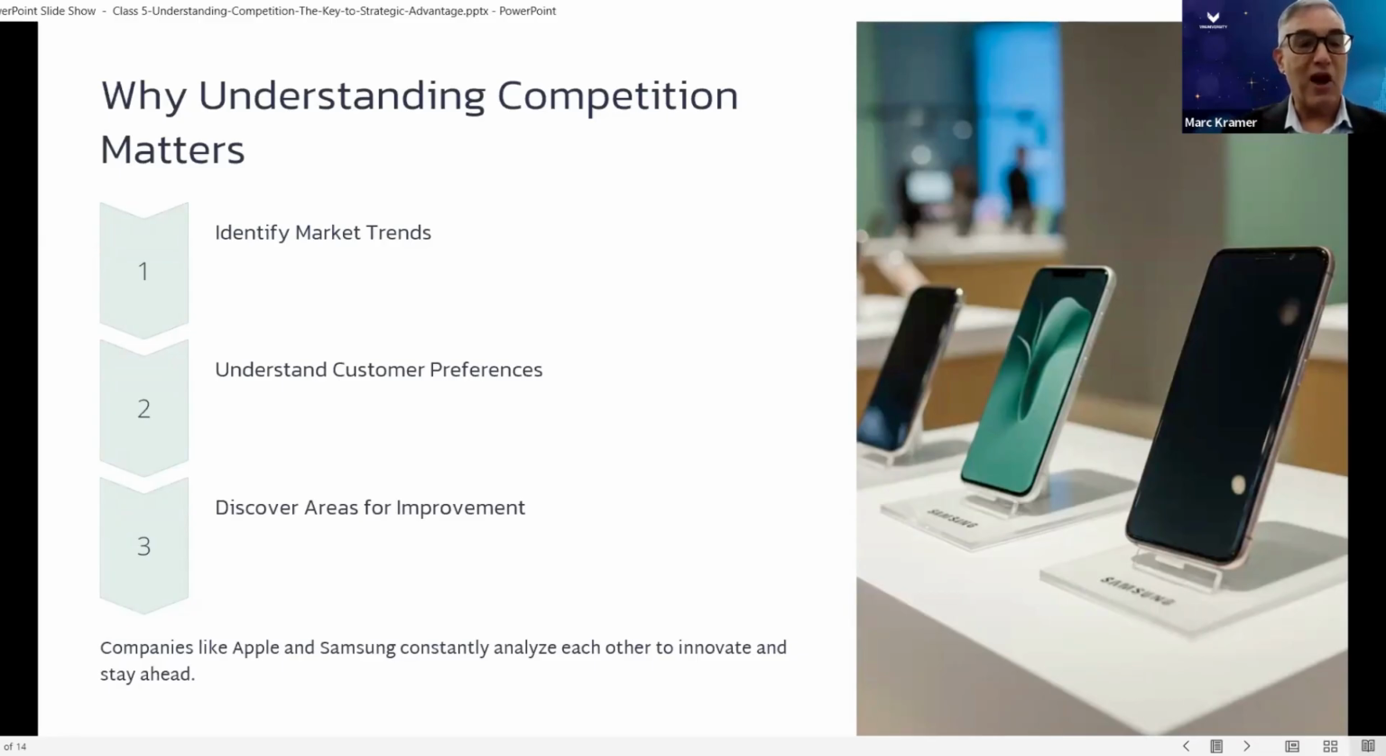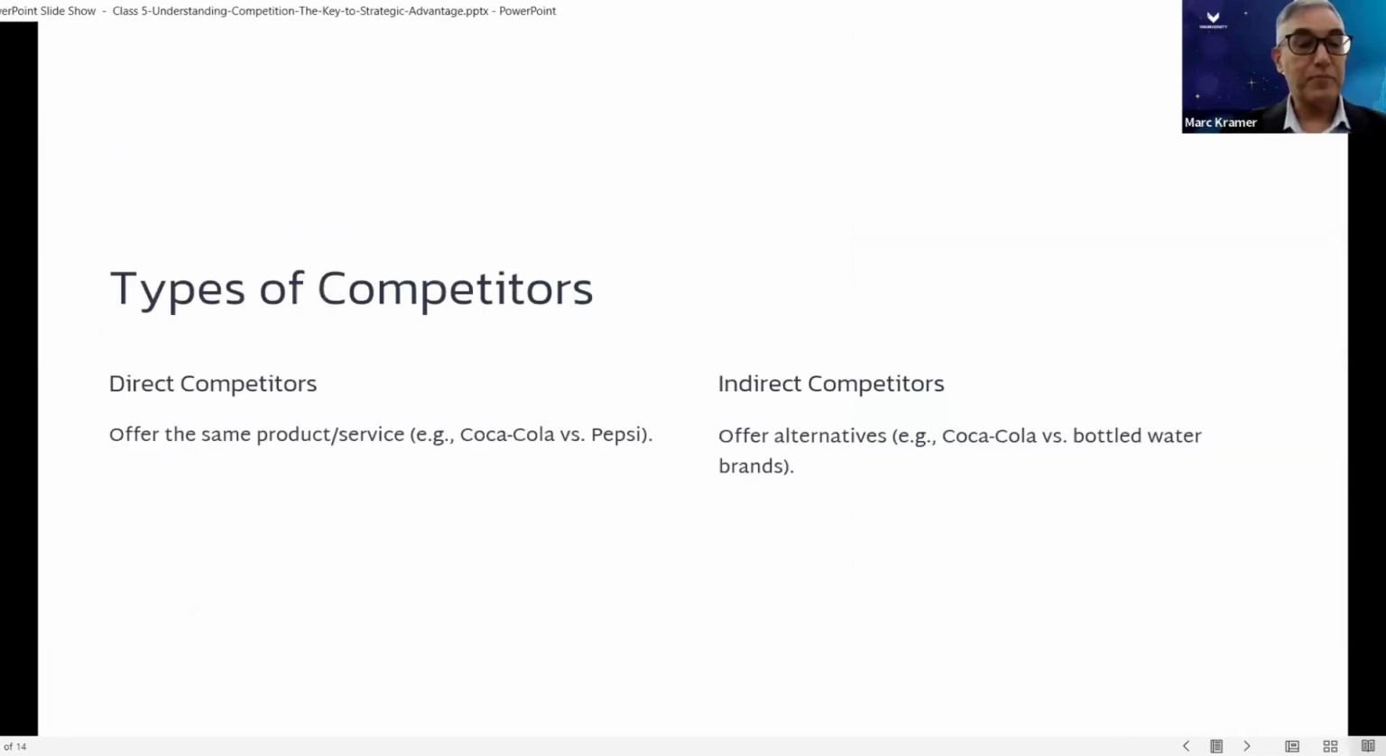You have to understand customer preferences and what they're looking for. And you have to discover areas of improvement, so that what you're going to offer is going to be better than what's already out there. Companies like Apple and Samsung constantly analyze each other to innovate and stay ahead.